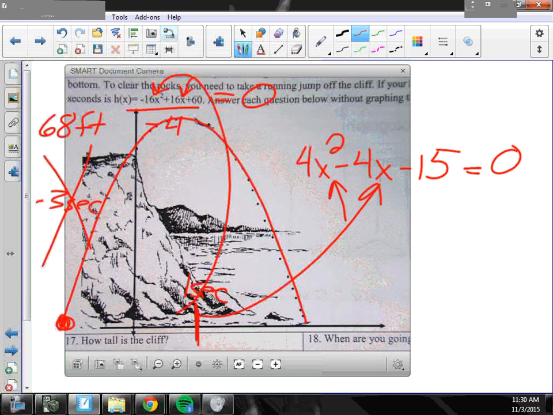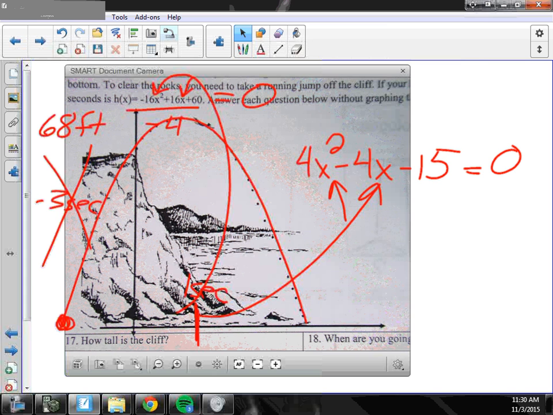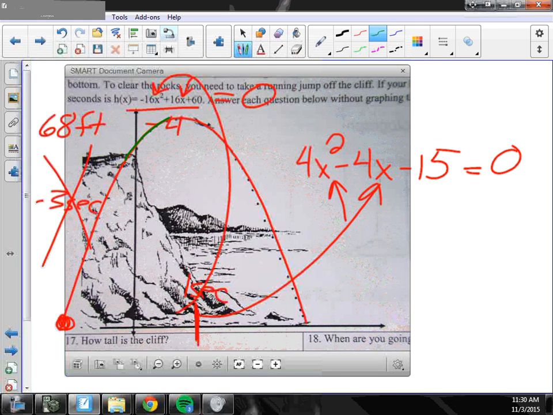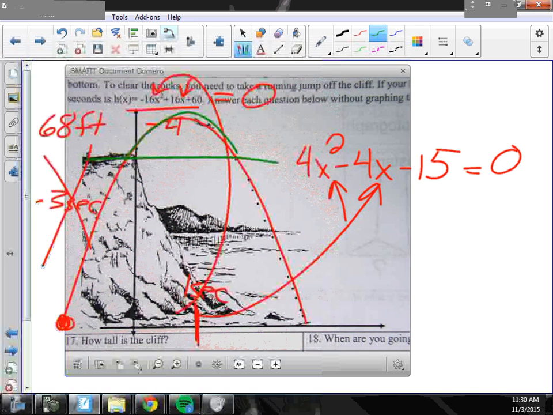Okay, 21 is asking, how long did it take you to rise to your maximum height and then fall back to the same level as the cliff? If the maximum occurred at 1 second, how long did it take to go from maximum and back to 60? It would be 2 seconds because this is a symmetric graph. Okay? Now, the last question is a little bit tricky. How far did you jump?